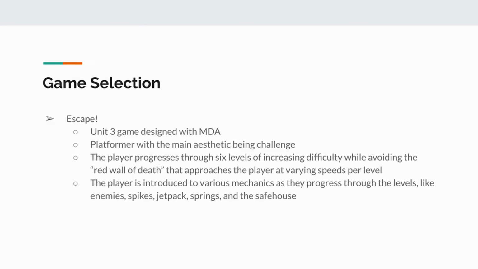In Escape, the objective is to reach the safe house before the red wall of death catches the player. There are 6 levels in the game, and the difficulty increases each level. Jumps become harder, or the speed of the wall becomes faster. There are a couple of mechanics throughout the game, such as enemies, spikes, jetpacks, springs, and the safe house.